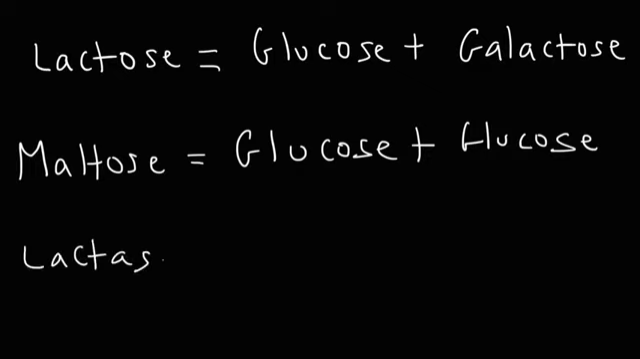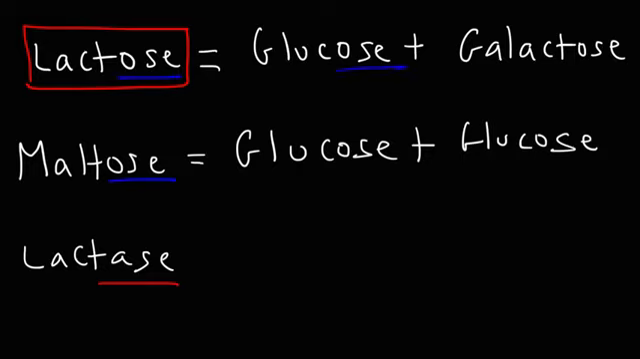Lactase, whenever you hear the ending "ase," that is an enzyme. Lactase is the enzyme that breaks down lactose into glucose and galactose. So notice the difference between lactose and lactase. Whenever you see the suffix "ose," that tells you you're dealing with a carbohydrate. Think of glucose, fructose, galactose. It tells you it's a sugar. But if you hear the word "ase" or the suffix "ase," you're dealing with a protein-based enzyme.